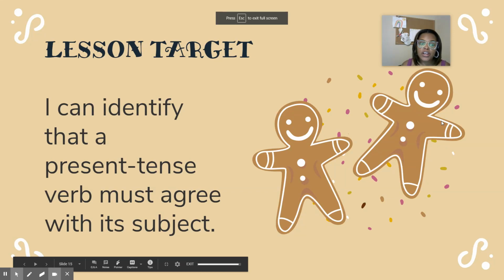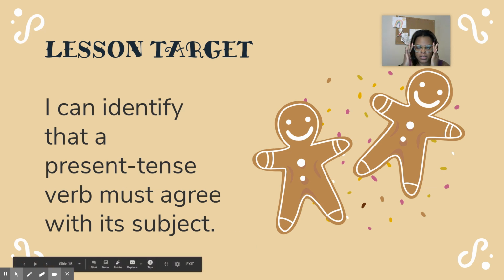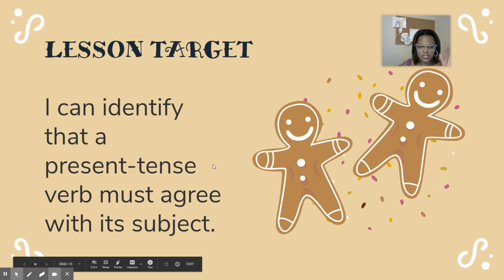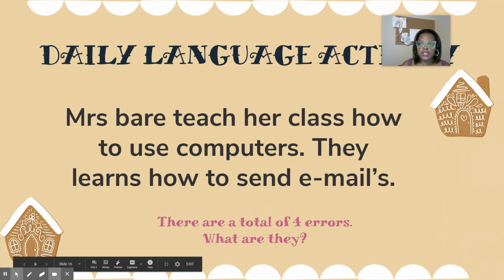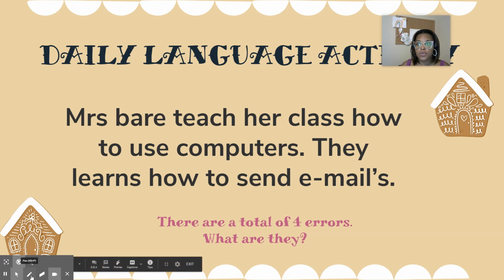So today's lesson target now is I can identify that a present tense verb must agree with the subject. This is a little heavy today, so let's really take a moment and take a deep breath and focus, because you can do it, okay? Don't be nervous. First, let's do our daily learning activity. Let's correct the sentences. Again, 4 errors. Pause and see if your answers match mine.